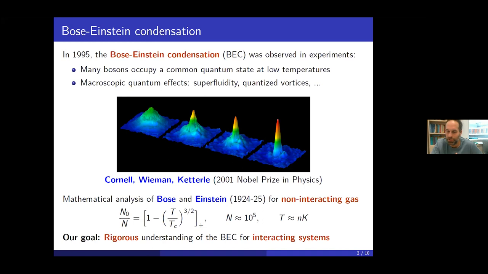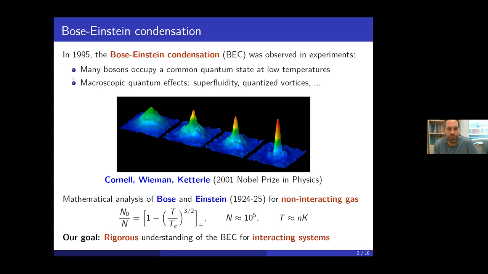So very heuristically speaking, BEC is a state of matter at low temperatures where many bosons occupy a common quantum state. This picture, which is from those experiments, is a graphical representation of them. We see a picture of the cloud of bosons, the distributions of their momenta, and we go with higher temperatures on the left side, and then we see a cloud which is more or less Maxwellian, and then on the right hand side, when we lower the temperature, we see that most bosons are peaked around zero momentum, and this means that they occupy this low energy state altogether because they almost don't move.